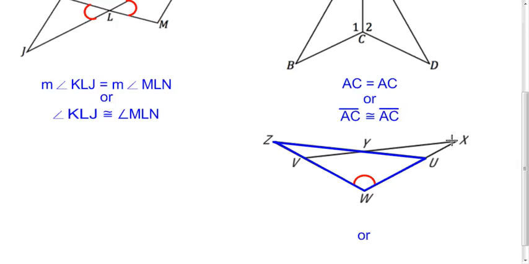And in the second example, if we look at this blue triangle here, triangle ZWU, and this green triangle, XWV, these are two triangles that share angle W. So we can use reflexive property to say that angle W is congruent to angle W.